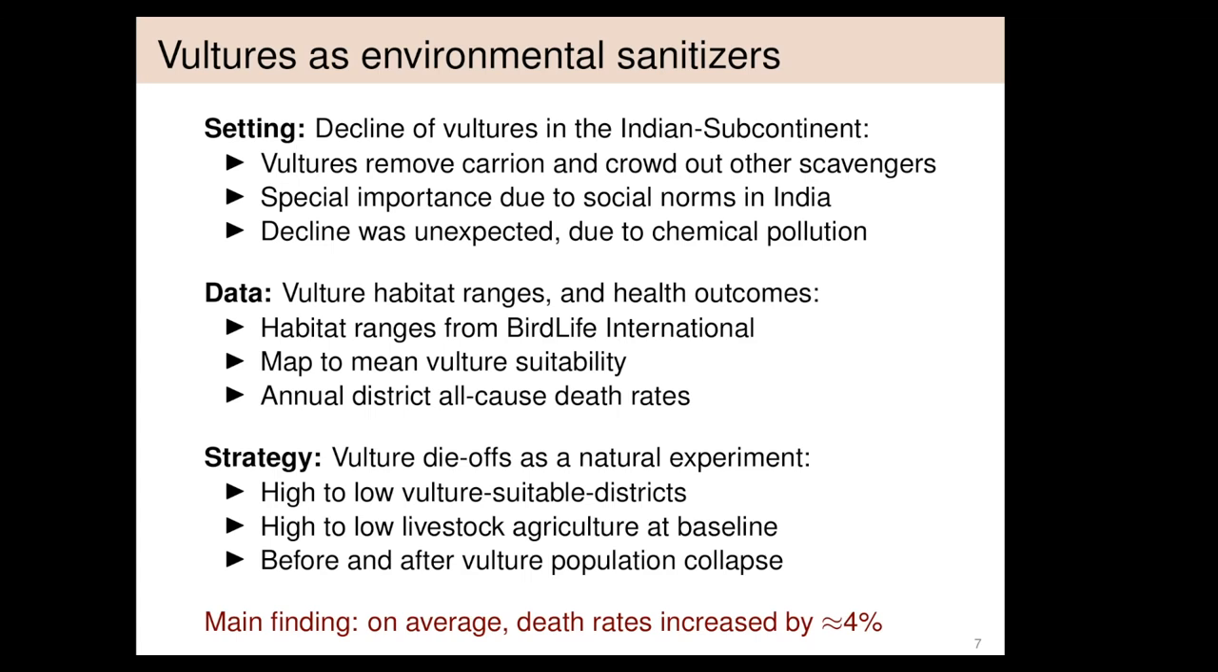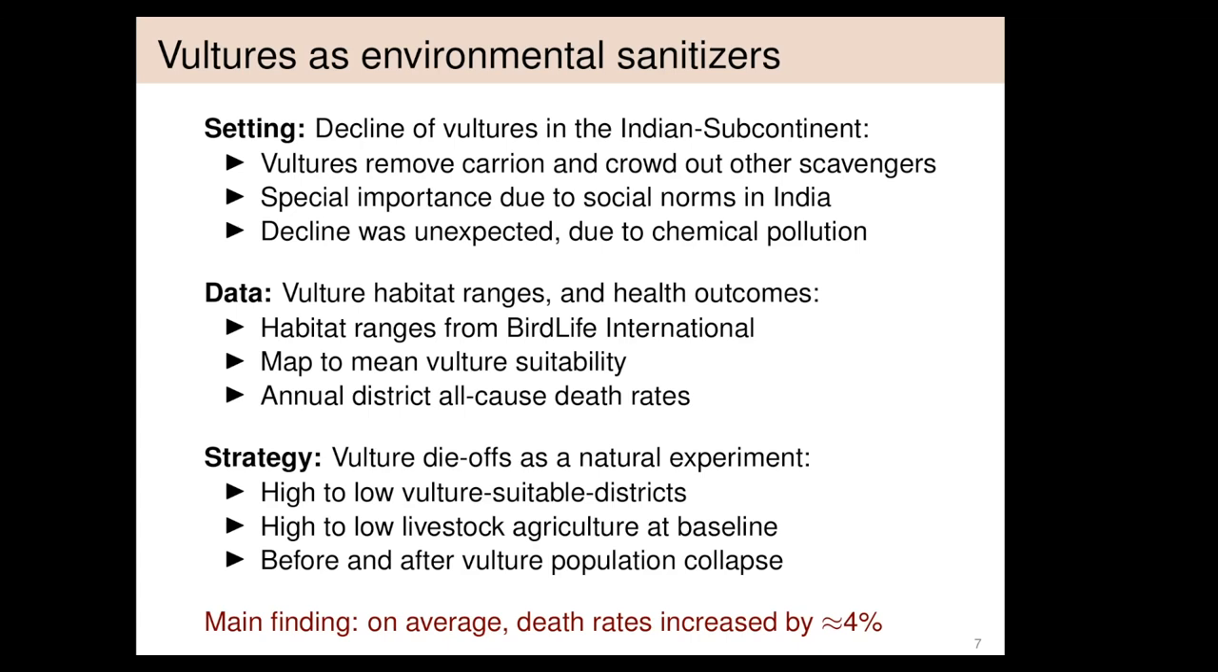What we do in this paper is we combine data on the habitats of where these vultures were very abundant before the collapse, and we map out how that affected all-cause death rates at the district level. So the empirical strategy here is a very simple one. We're thinking of these sudden unexpected die-offs of vultures as a natural experiment, and are comparing the places that were very suitable to the places that were not so suitable for the affected vultures, and seeing how all-cause human death rates evolved around their collapse.